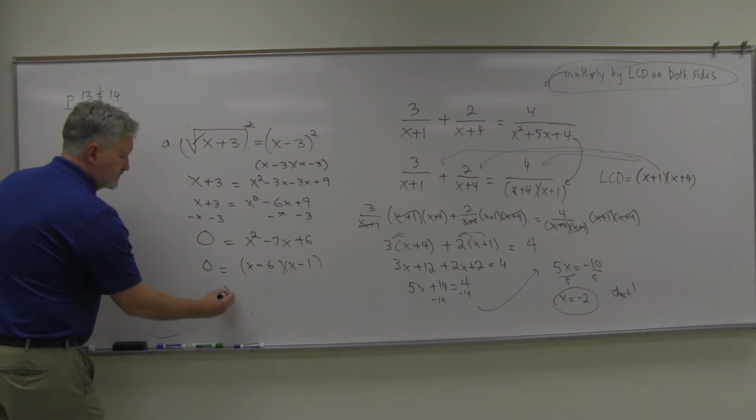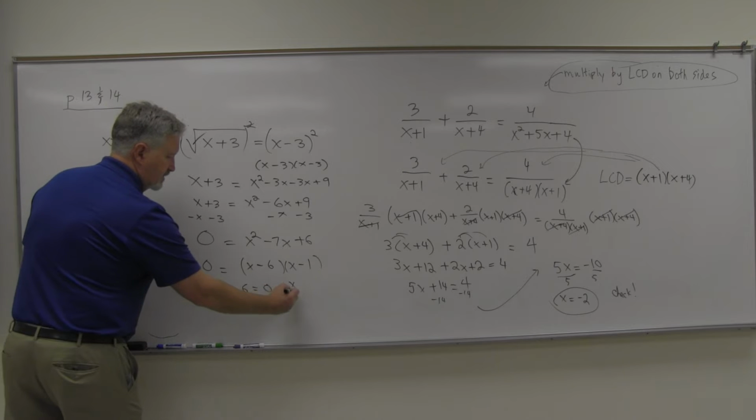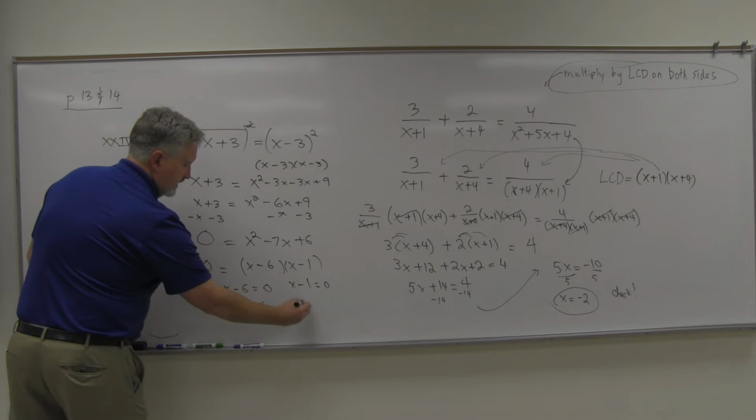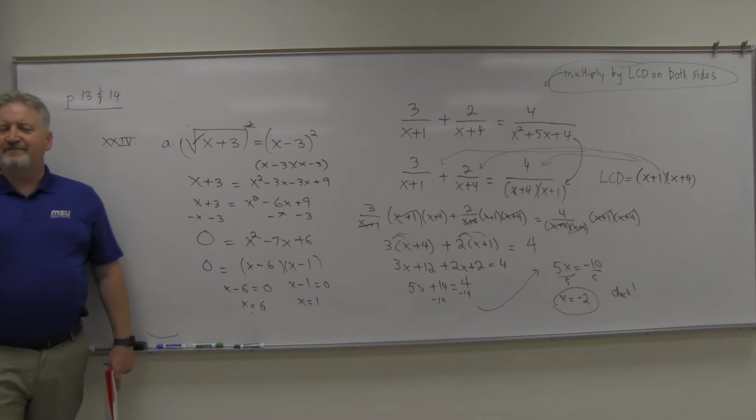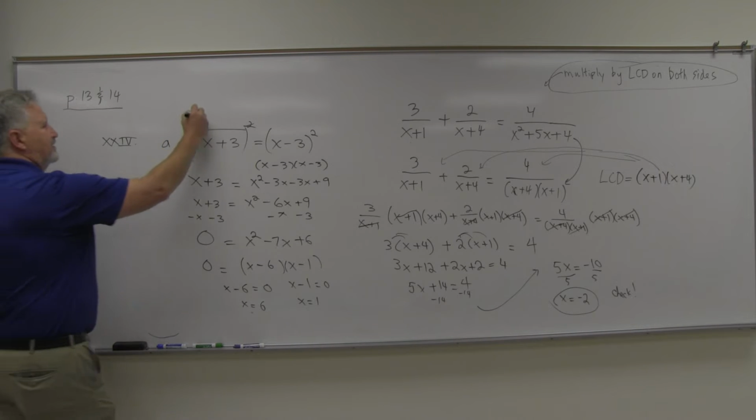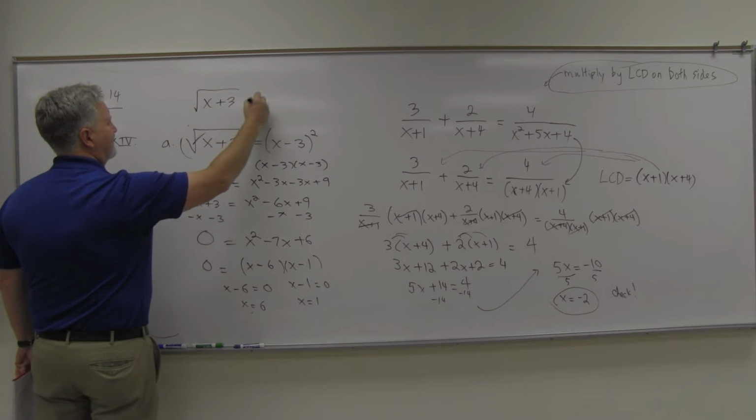And so that gives us two solutions, x minus 6 equals 0, x minus 1 equals 0. Two solutions, x equals 6, x equals 1. Now, I say solutions, but they're potential solutions because if we go back to the original equation, let me rewrite it here.